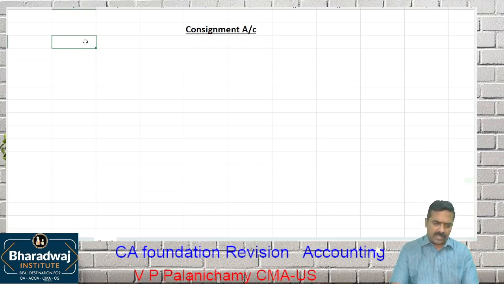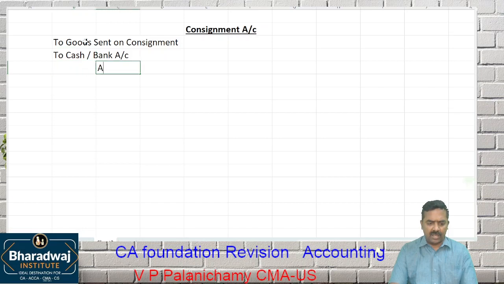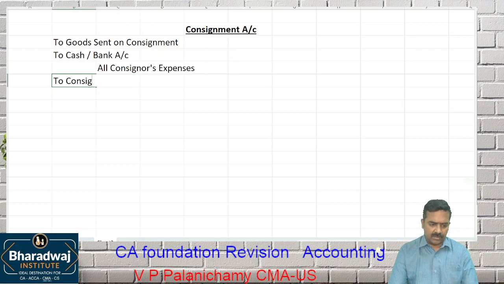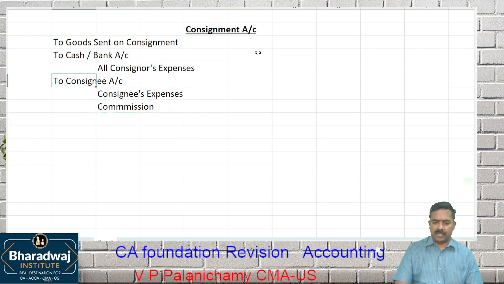What will you debit? To goods sent on consignment. We send the goods on consignment to cash or bank account, all consignor's expenses. We debit all the expenses spent by the consignor. Then to consignee account, this is for consignee's expenses. Commission, all commission, we charge to consignment account.